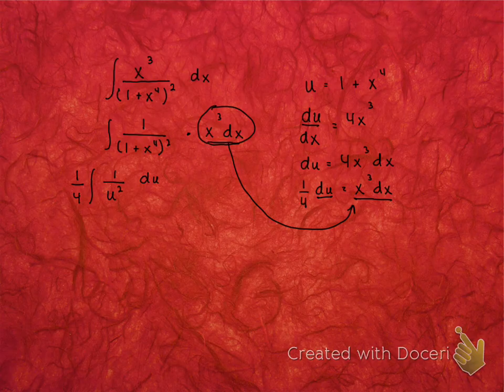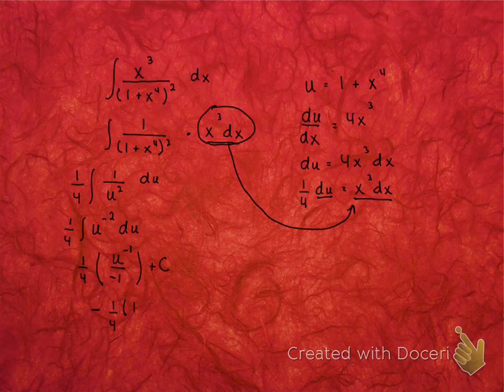Okay? Now, we do not have a pattern for integrating 1 over u squared. So we will rewrite it as u to the negative second and then integrate. 1/4 times, remember you're adding 1, so u to the negative first over negative 1 plus c. So the negative 1 in the denominator is going to come out in front of the 1/4.